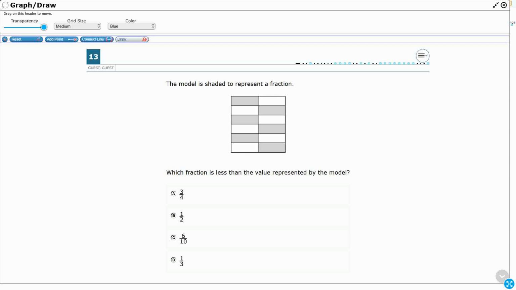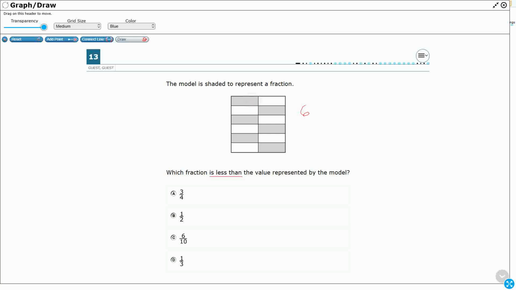All right, so we have a model that is shaded here, and we need to find a fraction that is less than. So that's big. Not equal to, not greater than, but less than. Let's see what we have. I've got 1, 2, 3, 4, 5, 6 out of 1, 2, 3, 4, 5, 6, 7, 8, 9, 10, 11, 12. Okay, so this is 6/12.